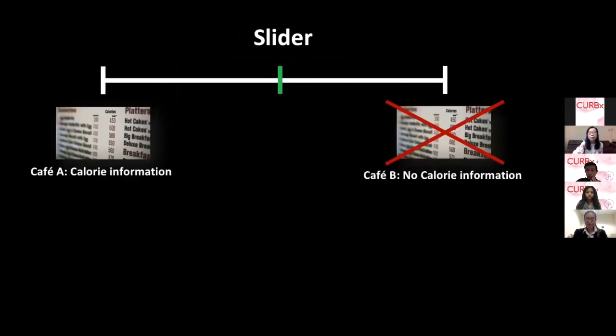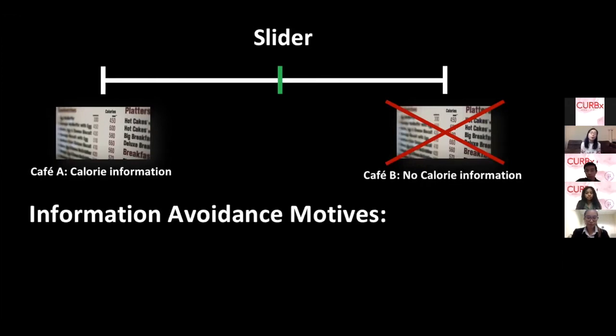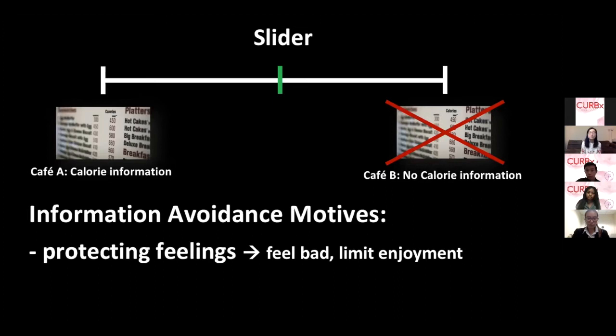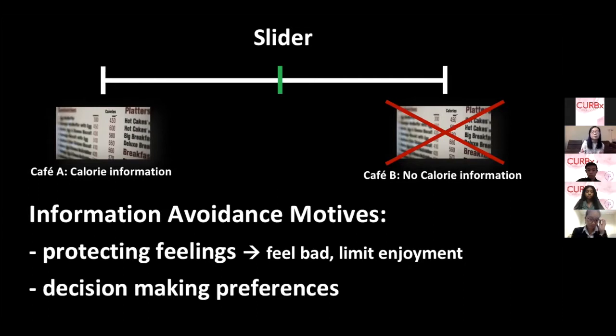So for example, in that cafe scenario that I brought up earlier in this presentation, we asked participants to indicate along a slider if they preferred to go to a cafe that provided calorie information or the cafe that didn't provide the calorie information. We also looked for the motives and the reasons for why people chose to avoid information or not. So again, for that cafe scenario, we asked participants how concerned they were that the calorie information would make them feel bad or would limit their enjoyment of eating out. This helped us to assess how concern for protecting feelings may have been a motive or reason for information avoidance for people. We also asked participants about how the information, for example, the calorie information, would impact their preferences in making decisions.